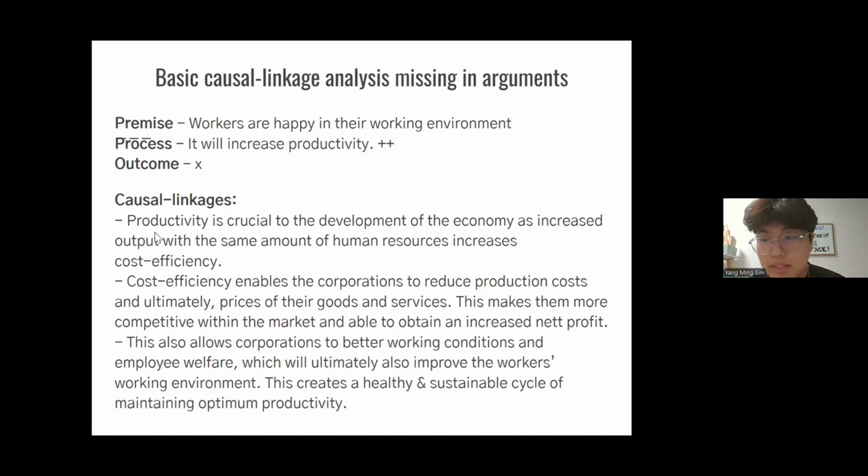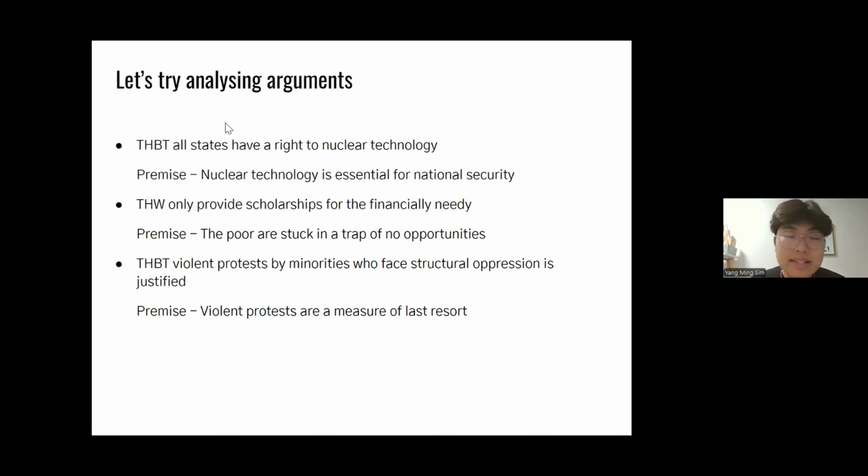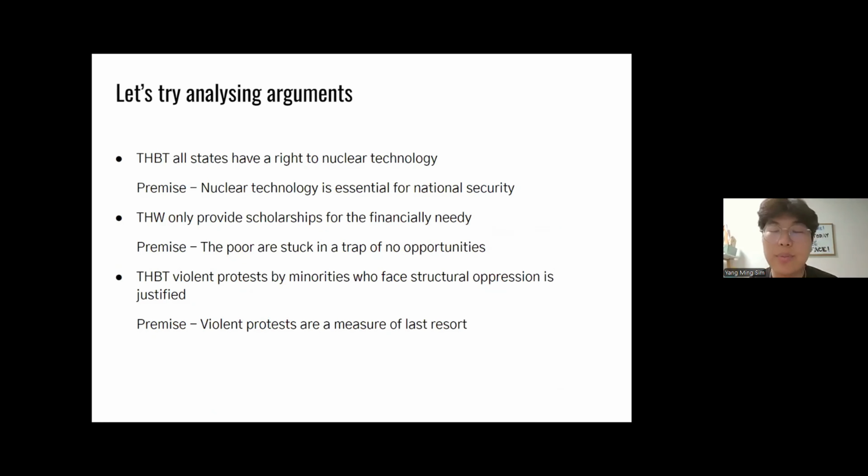All right. Okay. Now that's the end of how we analyze arguments. I just want to point out the three things that we have to take away from this. The first is the premise, which is the basis of building an argument. Can someone tell me what's the basis of building an argument?